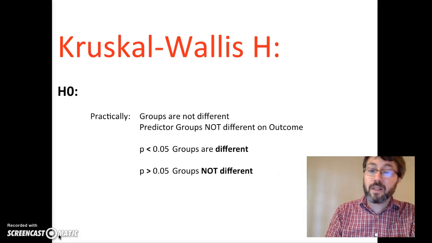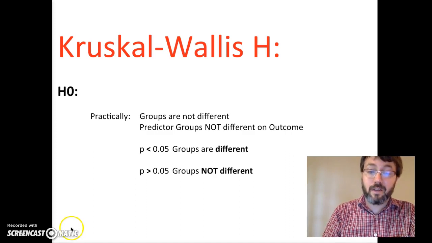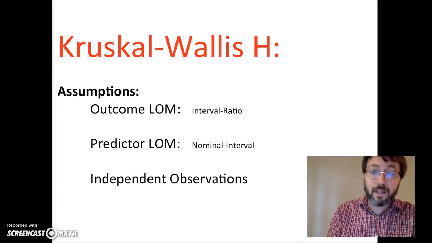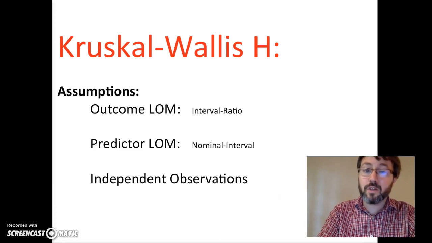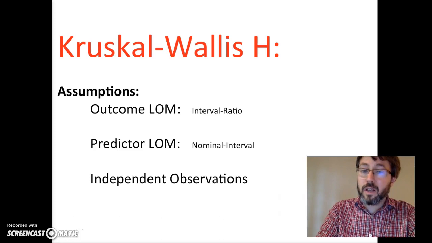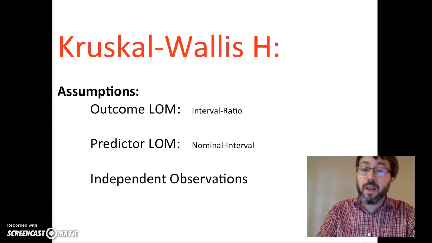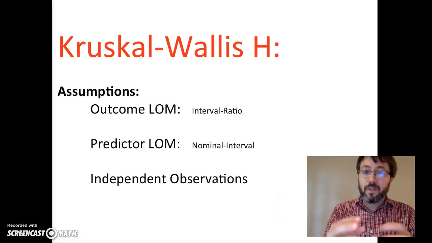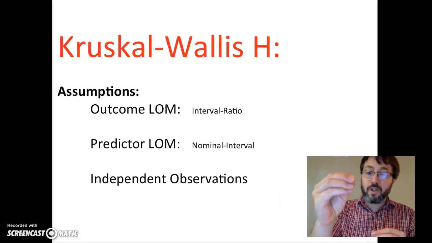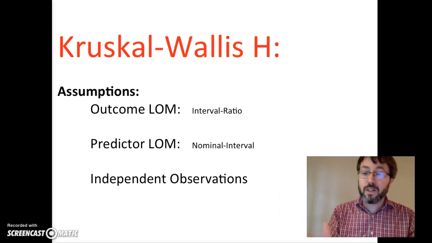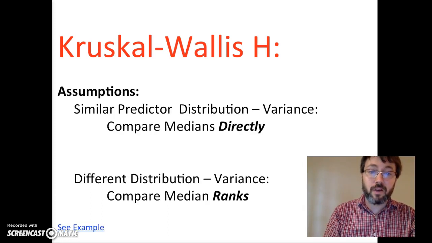So if your p-value is less than 0.05, it suggests that the groups are different. Greater than 0.05, it suggests that the groups are not different. And as with every test, it has assumptions. So the Kruskal-Wallis test, the non-parametric sister test to ANOVA, assumes that the outcome measure is on an interval or ratio scale, and the predictor is on a nominal or interval scale. So it's using categories and comparing categories on an interval or ratio outcome measure. It also assumes that the observations in these categories are independent of each other.